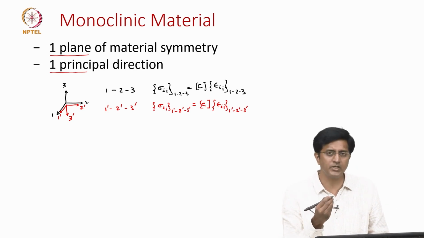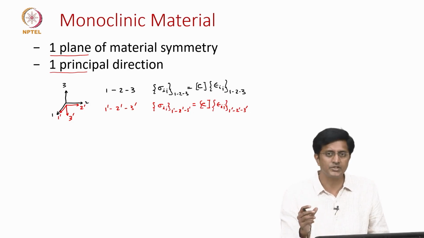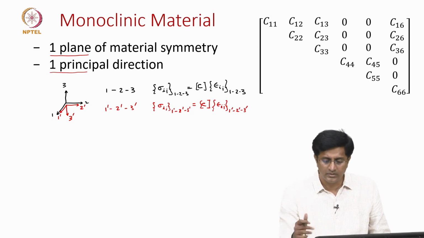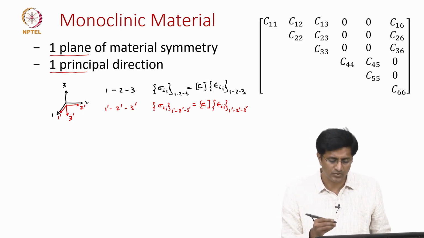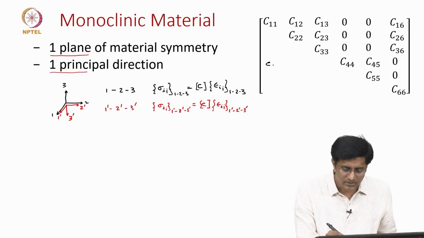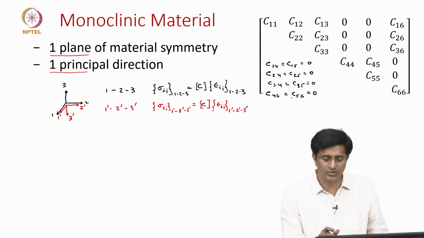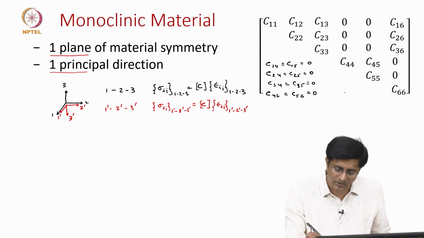Since we are using the same stiffness matrix in the first and the second coordinate system, this leads to some of the terms in the stiffness matrix going to 0. Here we show those terms which go to 0. We will see that terms such as C14, C15 go to 0, similarly C24 and C25 go to 0, C34 and C35 go to 0, and then these two components, C46 and C56, go to 0. Since 8 of these terms go to 0, we are left with 13 constants.